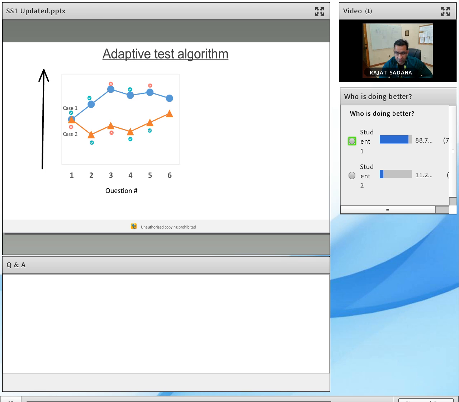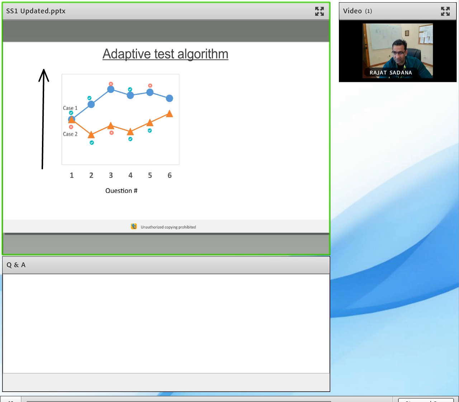Let's get a few more responses. Okay, overwhelmingly people say student 1 would be doing better. That's great. Now, my question to you is, why do you think student 1 is doing better?